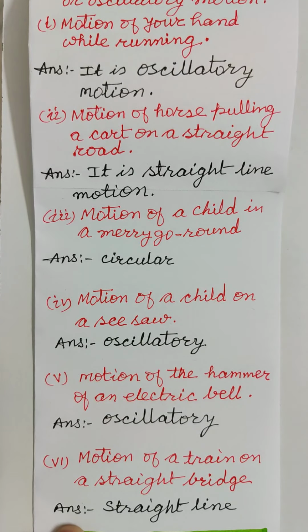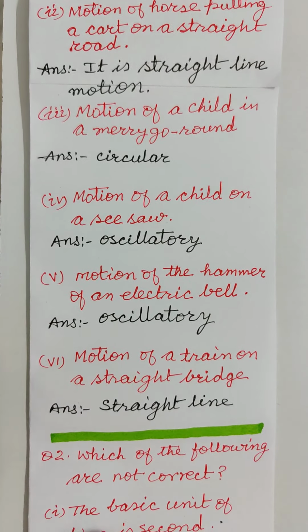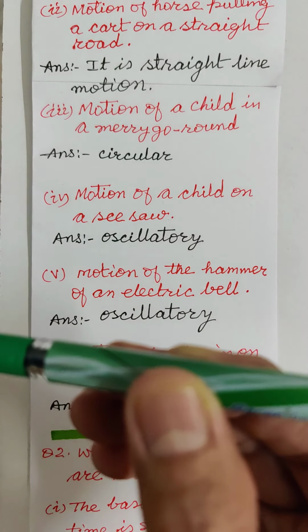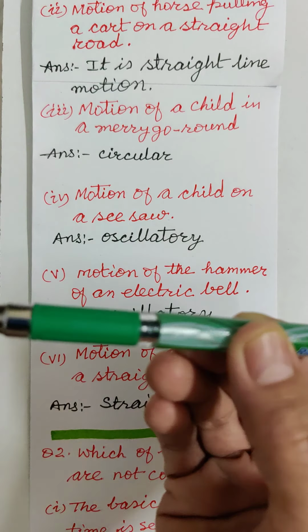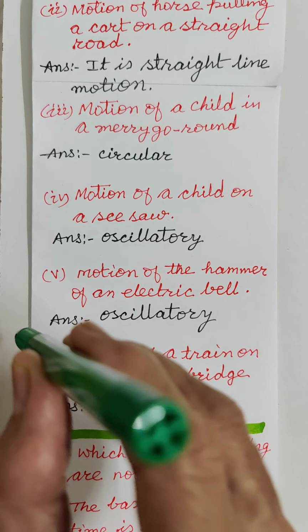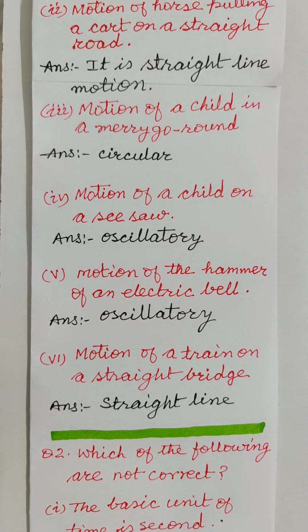Motion of a child on a seesaw. Do you know a seesaw? A seesaw is like this. A seesaw moves like this: down, up, down, up, down, up, down, up. So this is an oscillatory motion.